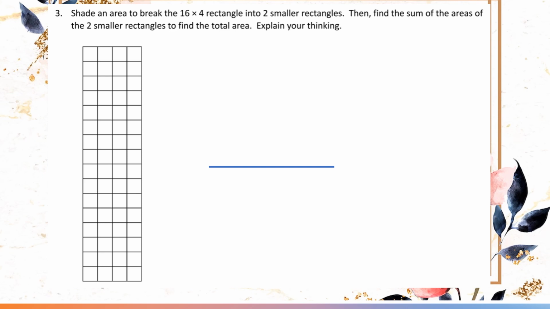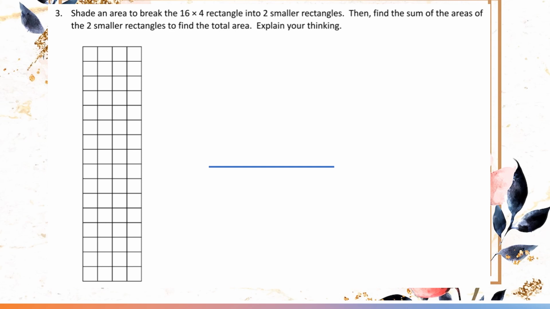Okay, this is the last question of our homework. It says, shade an area to break the 16 by 4 rectangle into 2 smaller rectangles. Then find the sum of the areas of the 2 smaller rectangles to find the total area. Explain your thinking. Okay, so I'm going to break this large rectangle apart.